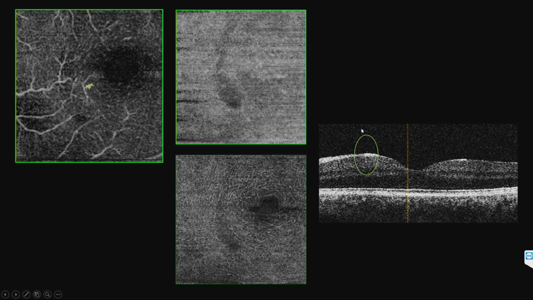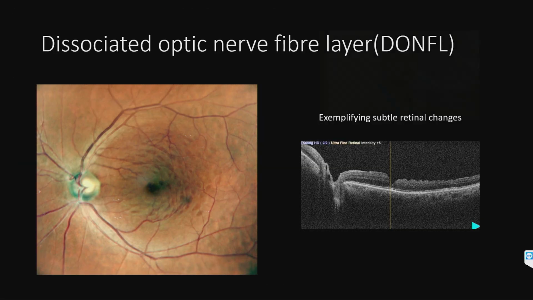So an OCTA is done, and you see that there is a rupture of the superficial and deep capillary plexus, along with an OCT showing a vertical cleavage plane at the anterior retinal surface. So this is a rare occurrence with a blunt trauma. This is an anterior retinal rupture in a blunt trauma rather than a choroidal rupture.